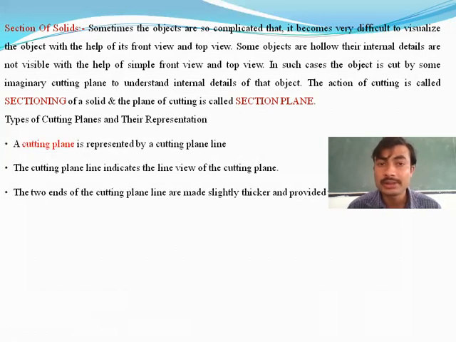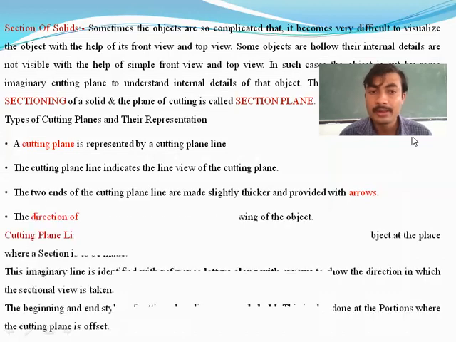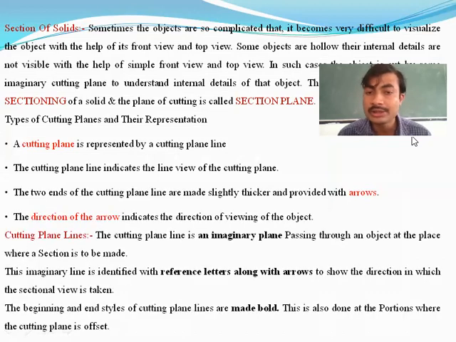Types of cutting planes and their representation. The cutting plane is represented by the cutting line. The cutting plane indicates the line view of the cutting plane. The next one is that the cutting plane or the section plane is indicated by two arrowheads. The direction of the arrow indicates the direction of viewing the object. This is very, very important.